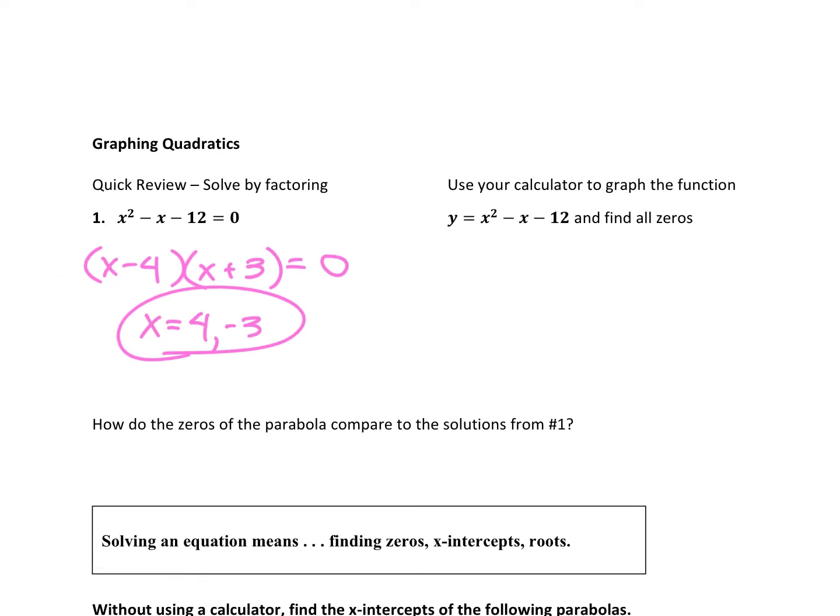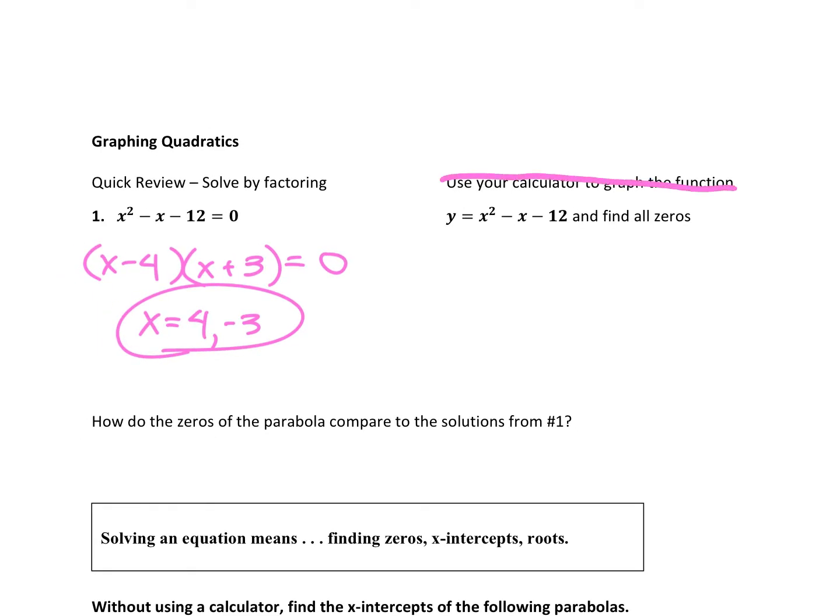All right. We are not going to use our calculator to graph. We are just going to graph from this because we don't need our calculators. Okay? So, here we go. If you factor and solve, you get x equals 4 and x equals negative 3. Why do I not need my calculator? Because I've found the zeros. I am smarter than that. So this gives me an x-intercept at 4, and it gives me an x-intercept at negative 3.